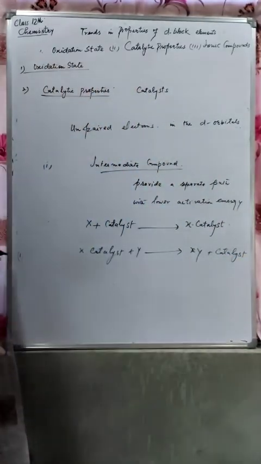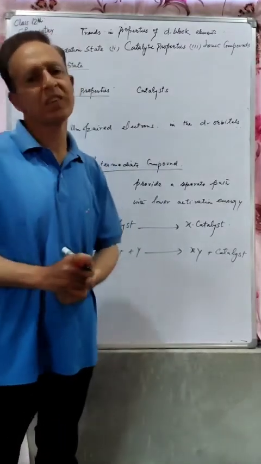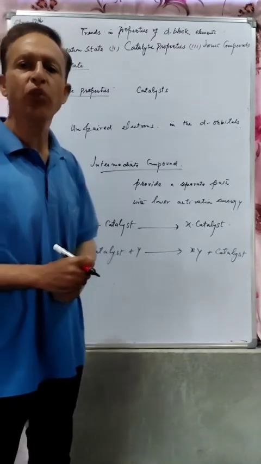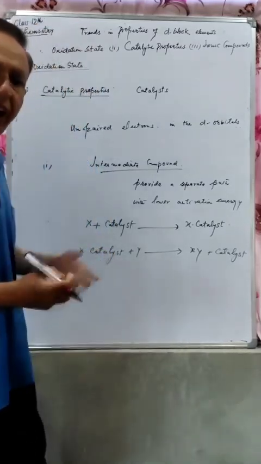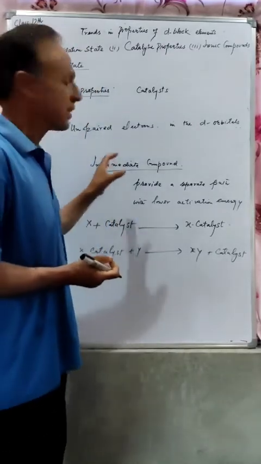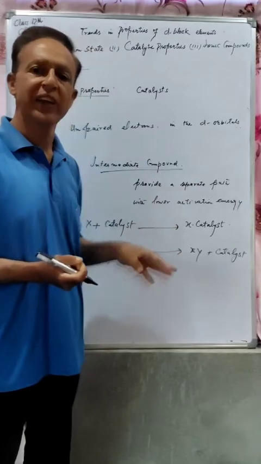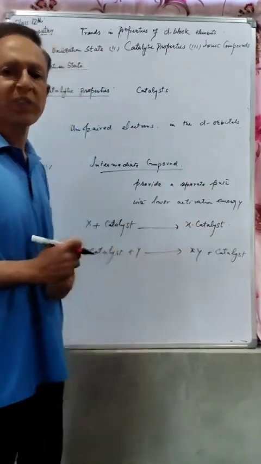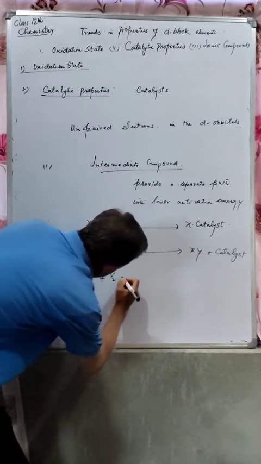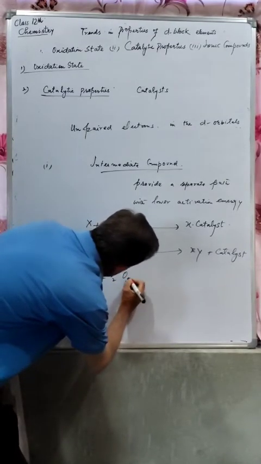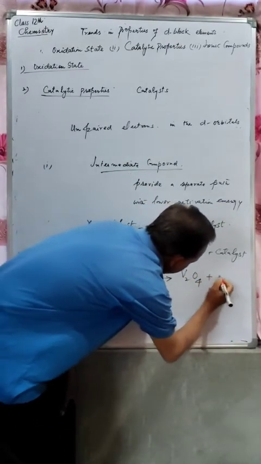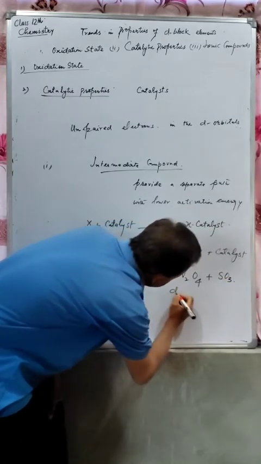For example, in the combination of sulfur dioxide with oxygen to form sulfur trioxide, vanadium pentoxide is used as a catalyst, and this is how the catalyst plays its role. Sulfur dioxide reacts with vanadium pentoxide and forms V2O4 plus SO3. This is divanadium.